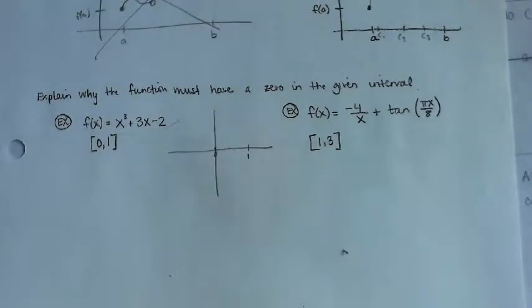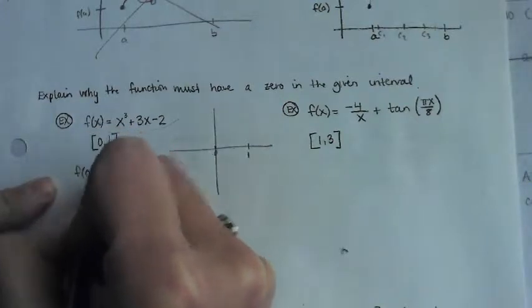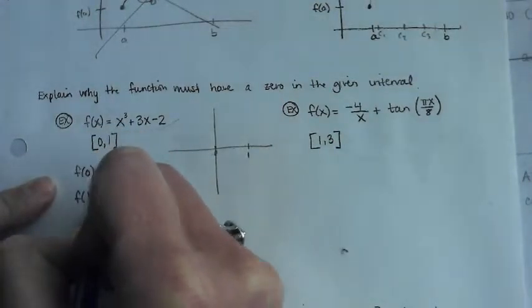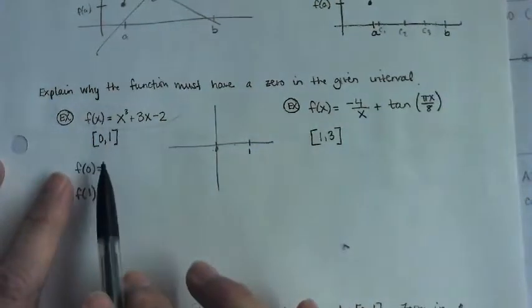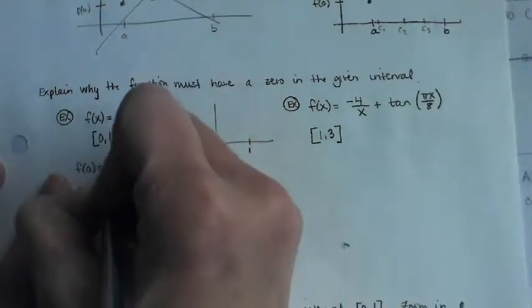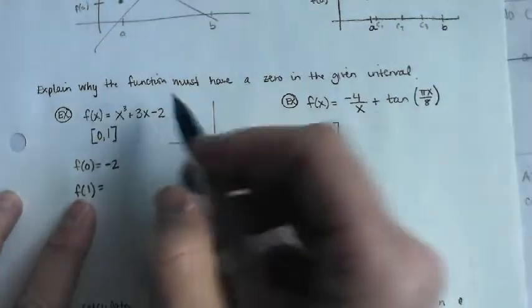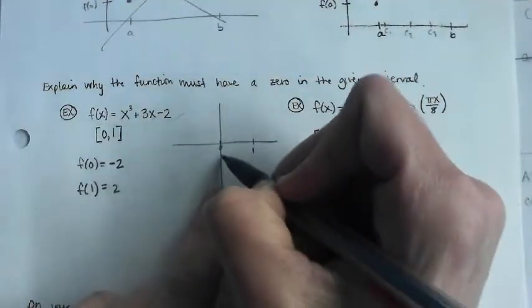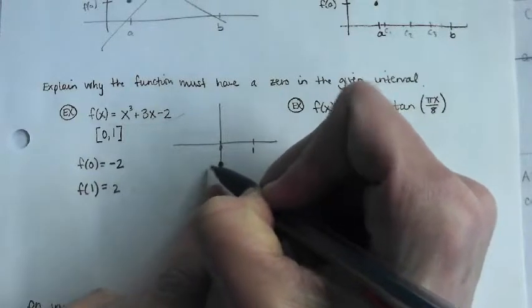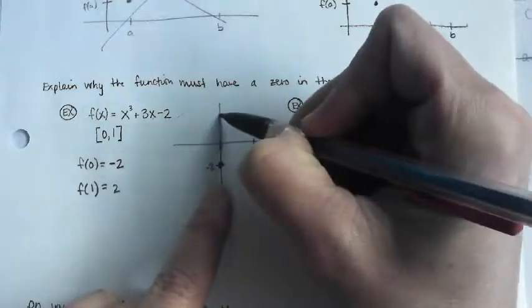Alyssa? Perfect. So we'll show you kind of what she's saying when we do it out. F of 0, when you plug it in, gives you -2. So that's a negative number. F of 1, when you plug it in, 1 plus 3 is 4, 4 minus 2 is 2. So f of 0 is -2. And f of 1 is +2.